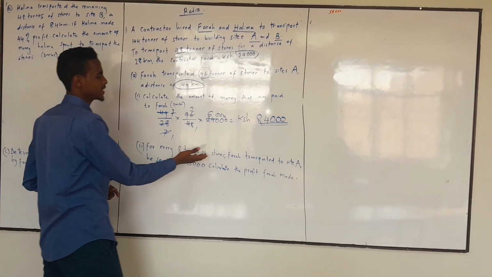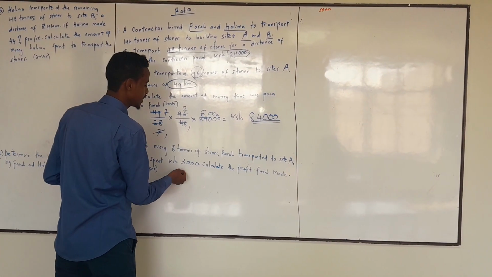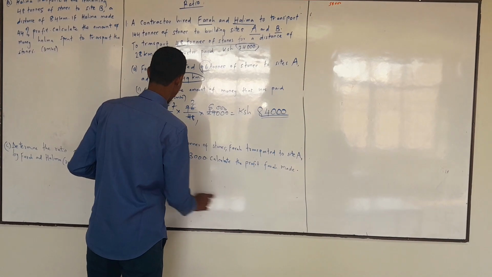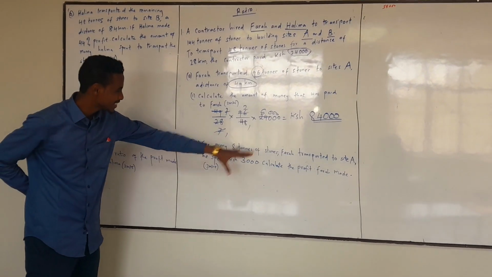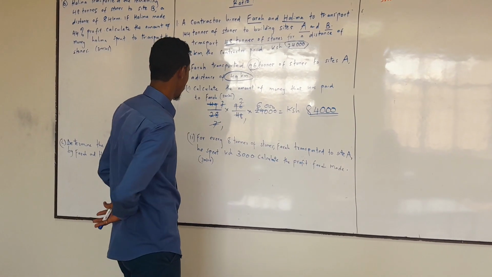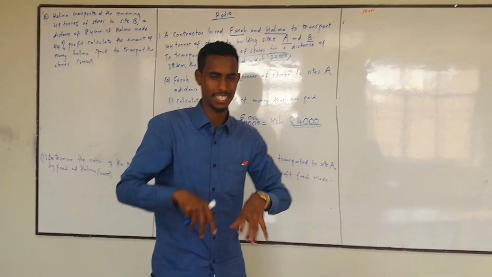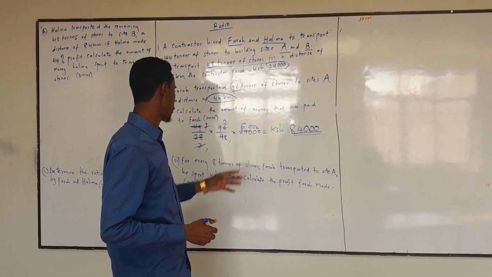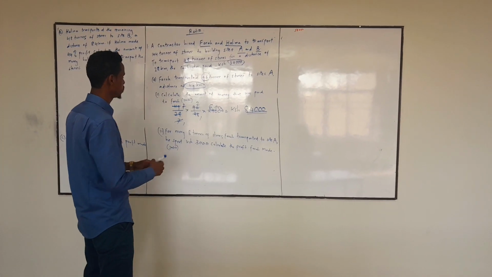Now, for every 8 tons of stones Farah transported to site A, he spent cash 3,000. Calculate the profit Farah made. Let's do this question again. For every 8 tons of stones Farah transported to site A, he spent this. These were the expenses he was incurring himself, because this person had other things which were personal to him, and this was the expense.